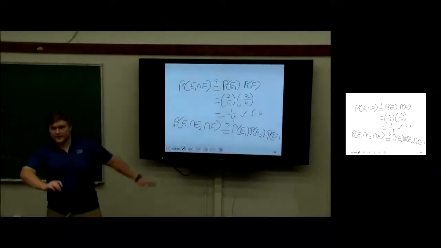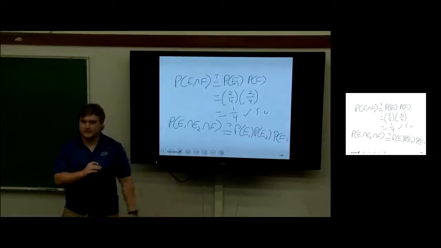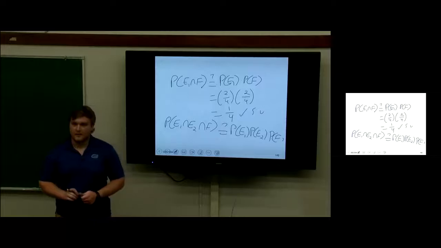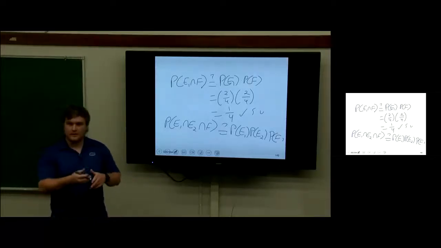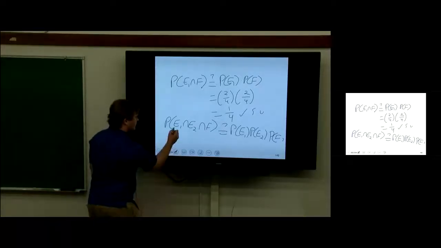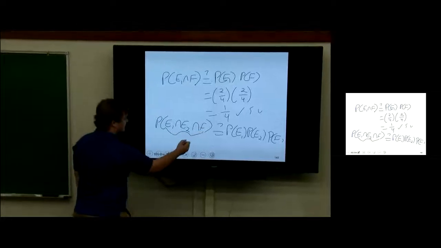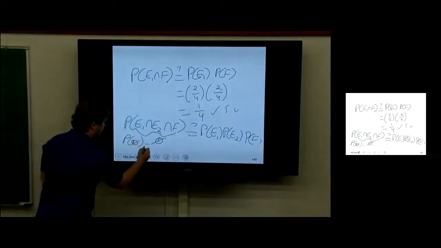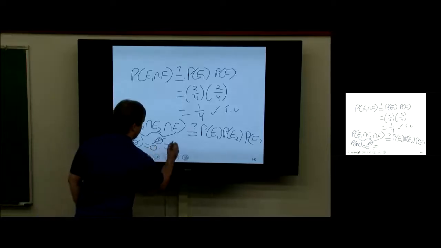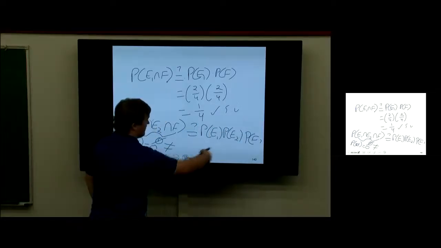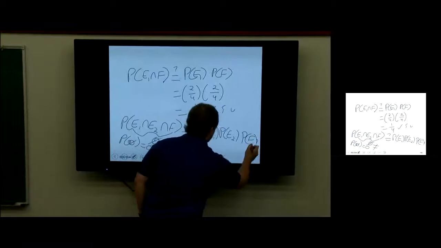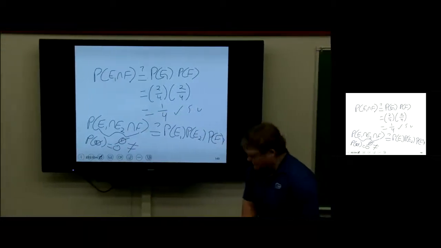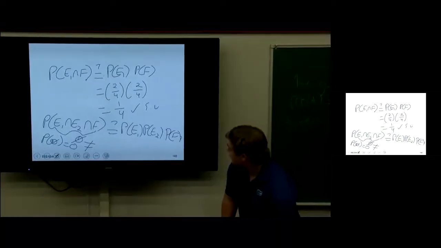Yes, but can you tell me in terms of probabilities why they're not statistically independent? The probabilities are not equal. Yes. So if you look at this, this is the empty set. What's the probability of the empty set? 0. So that's not equal to this. This is positive. So E1, E2, and F are not statistically independent.